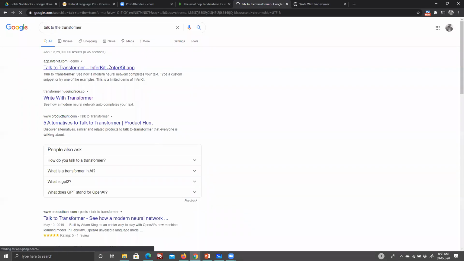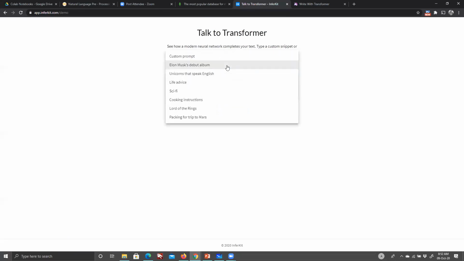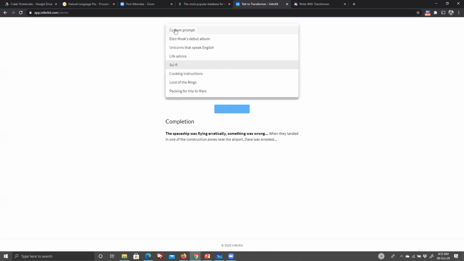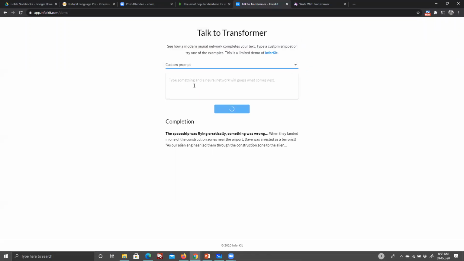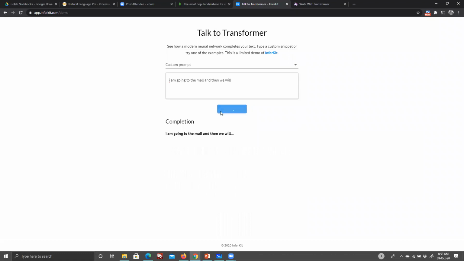So these usually use some GPT-2 or BERT models. Ideally, you can write your own stuff. Let's say I have to choose here, or maybe I can go for a custom prompt altogether. The idea is you type something and the neural network will guess what comes next. So it will try to generate a few things. Again, I can write, "I am going to the mall, and then we will". Let's see if it can generate something.